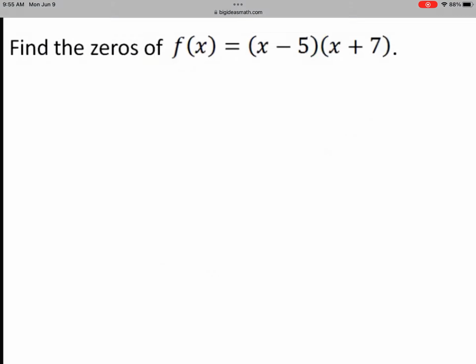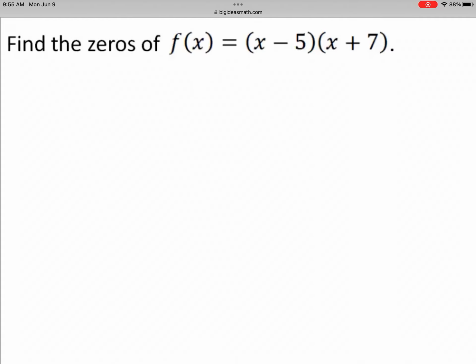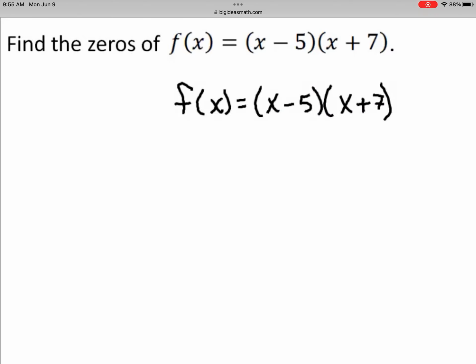Find the zeros of f of x equals the quantity x minus 5 times the quantity x plus 7. To find the zeros, determine the x values for which f of x equals 0. To do this, substitute 0 for f of x. By the zero product property, you can set each factor equal to 0.